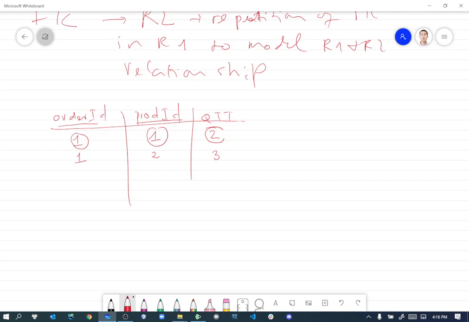But then you don't have to disagree on both. It's okay to disagree on both, but disagreeing on one is also okay. Let's say for this pair, it's valid for one order. For order one, I can buy product one. For order one, I can buy product two. It's okay, but you only have to disagree on one of the two. You don't have to disagree on both.